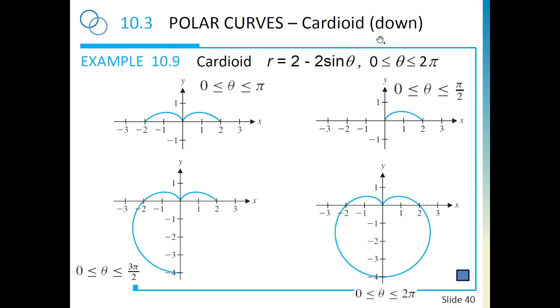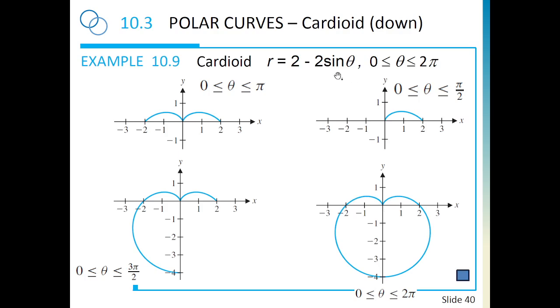This is a cardioid down. Why down? You see the minus sign. Okay, here is 2 and 2, so you can factor 2. So I have 2 times 1 minus sine. You see it's flipped down. Sine, sine, sine means you're on the y-axis. The negative sign here means the bubble is down.